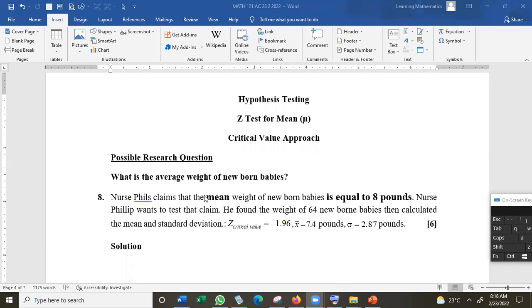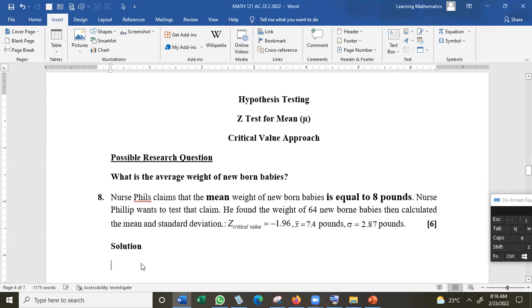Now Nursefields wants to test that claim. He found the weight of 64 newborn babies, then calculated the mean and standard deviation. So here are the values that he calculated. The critical value is minus 1.96. The sample mean of the 64 newborn babies was 7.4 pounds, and the standard deviation is 2.87 pounds.